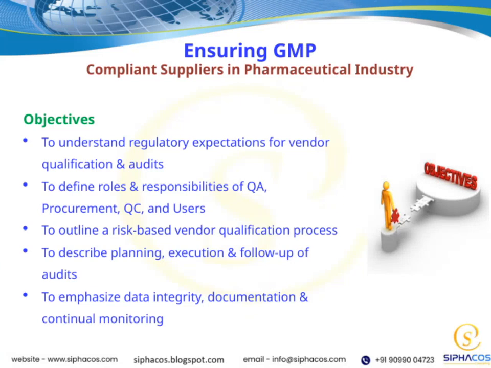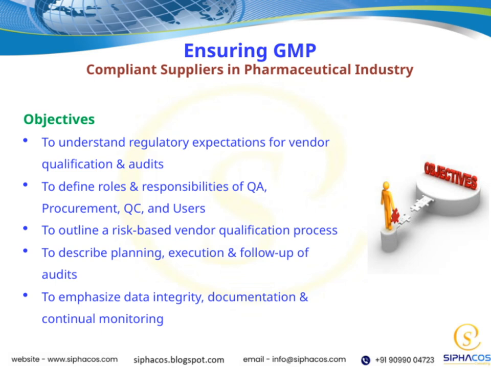Today, we'll be focusing on the key objectives that guide our approach to vendor qualification and audits in the pharmaceutical industry. First, it's crucial to understand the regulatory expectations, what regulators are looking for when it comes to qualified vendors and thorough audits. This ensures we stay compliant and maintain high standards. Next, we'll define the roles and responsibilities of various teams, QA, procurement, QC, and users, so everyone understands their part in this process. Clear role delineation helps us work efficiently and effectively.